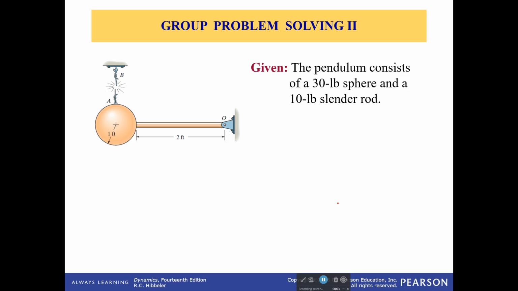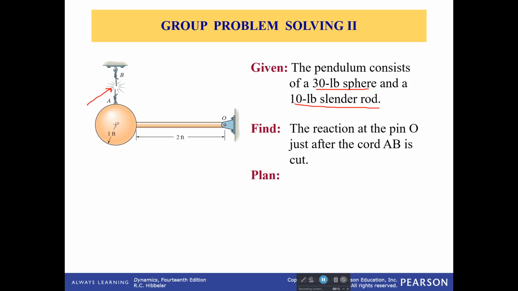So this time we have a pendulum and it consists of a 30-pound sphere and a 10-pound slender rod. So I'm giving you a composite body this time. And once again we have some random string or rope that snaps. So what are you going to try to find?